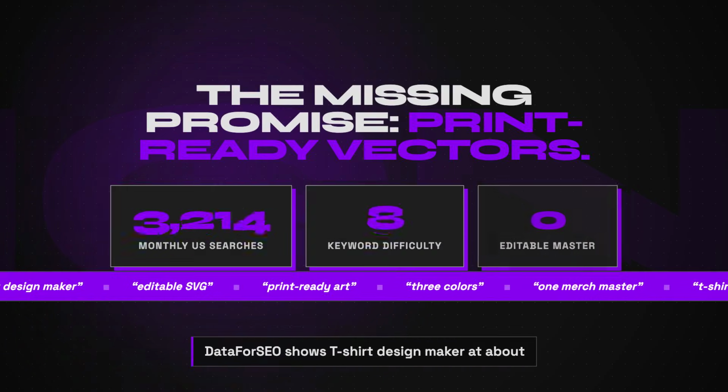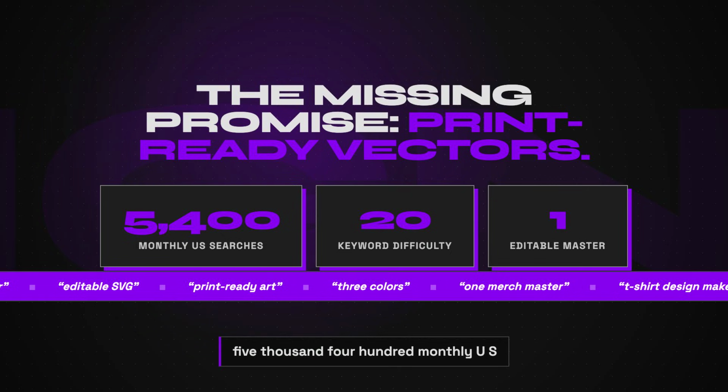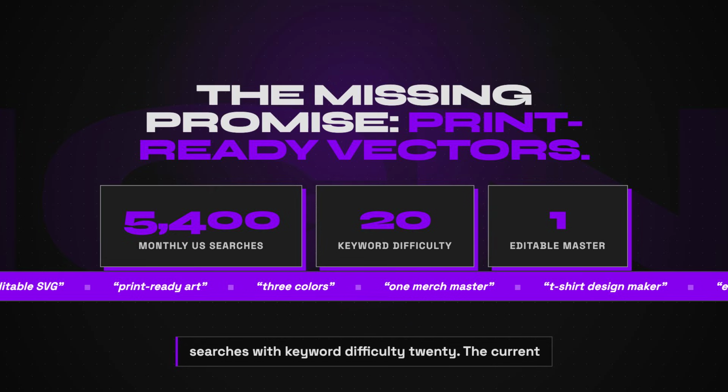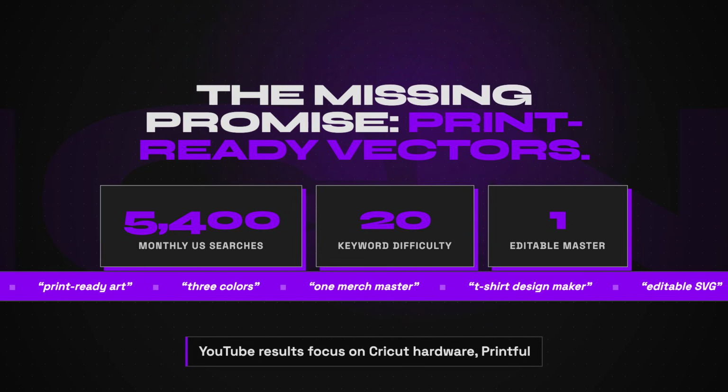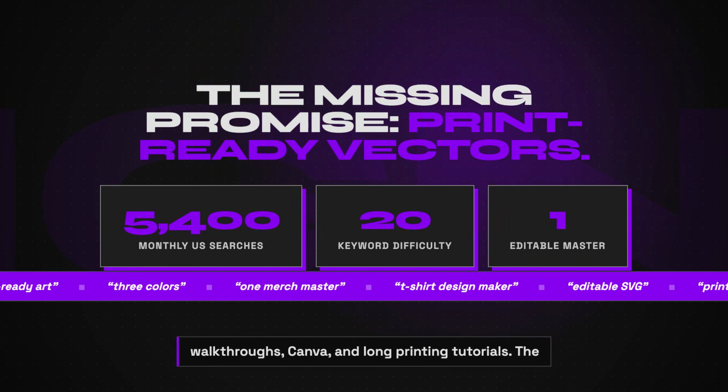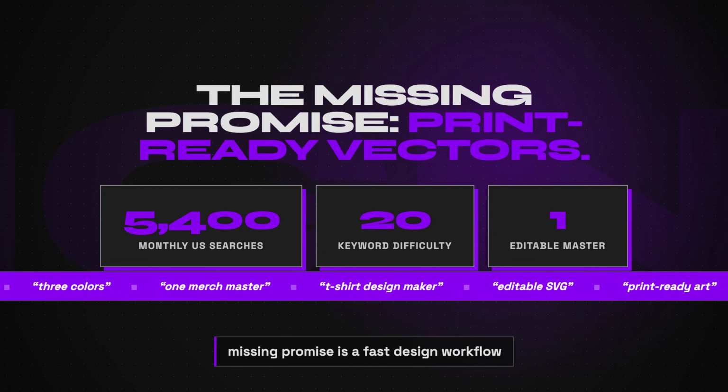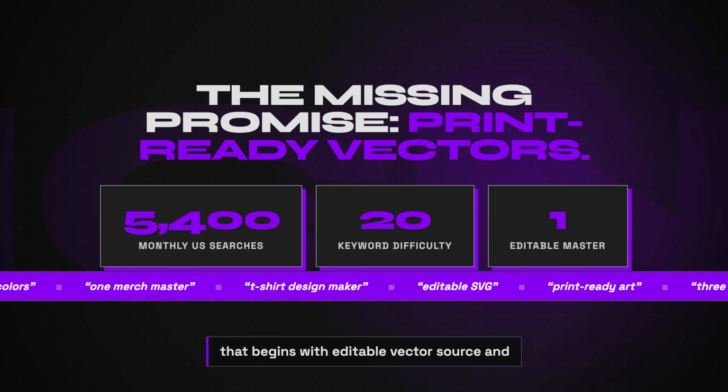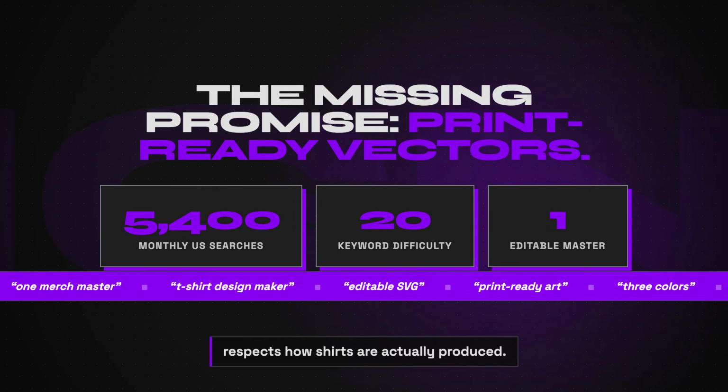Data for SEO shows T-shirt design maker at about 5,400 monthly US searches with keyword difficulty. The current YouTube results focus on Cricut hardware, Printful walkthroughs, Canva, and long printing tutorials. The missing promise is a fast design workflow that begins with editable vector source and respects how shirts are actually produced.